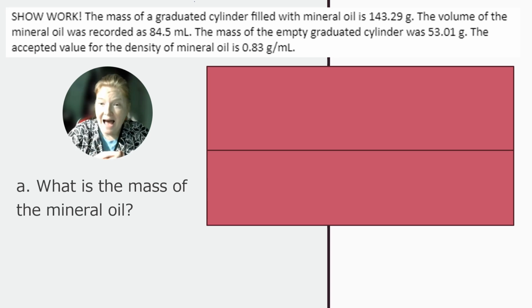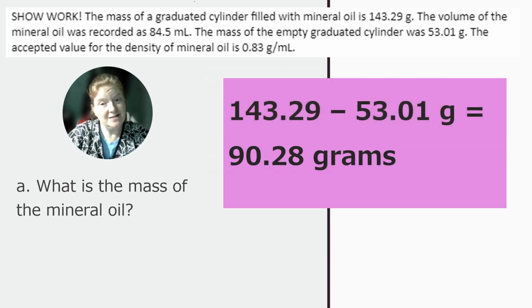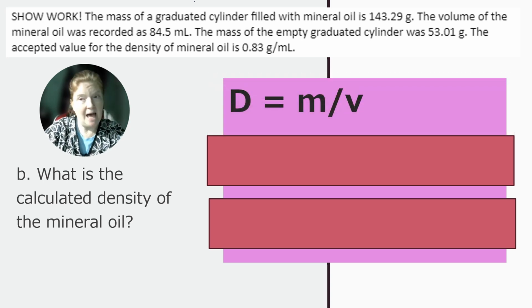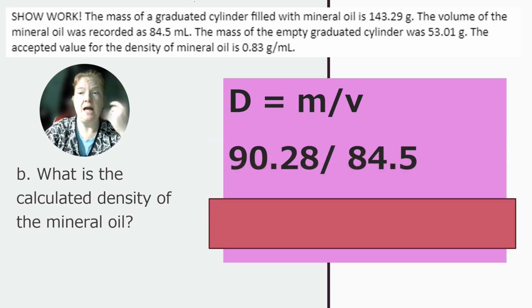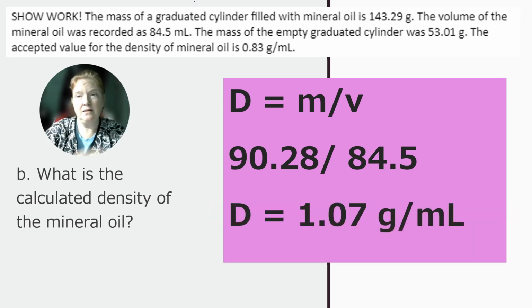Well, I know the mass of the graduated cylinder filled with mineral oil, and I know the mass of the empty graduated cylinder. So how do I find it? Yeah, I do this subtraction, right? And you should get this as your answer. What is the calculated density? Well, what's the formula for density? Mass over volume, right? So I take the mass that I just calculated divided by the volume that's in the question, and then I do that division in the calculator, and I get this as an answer.